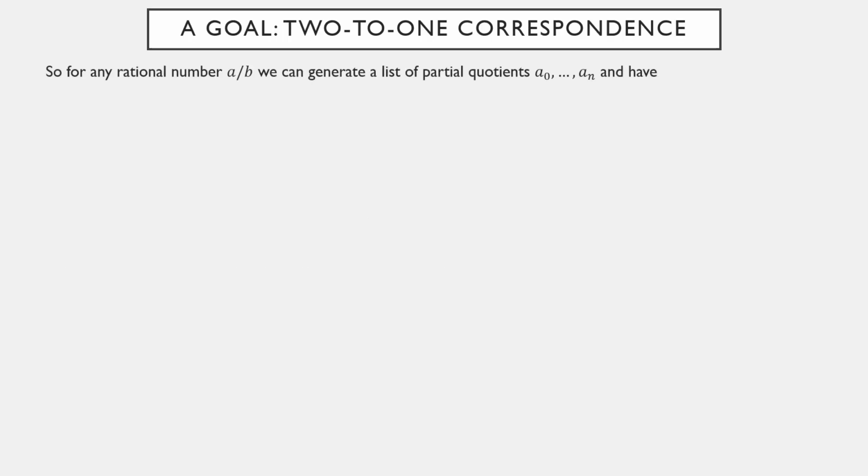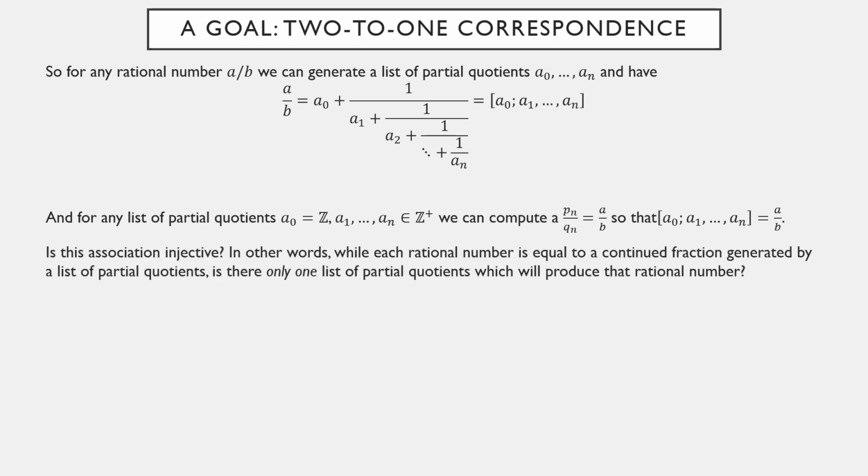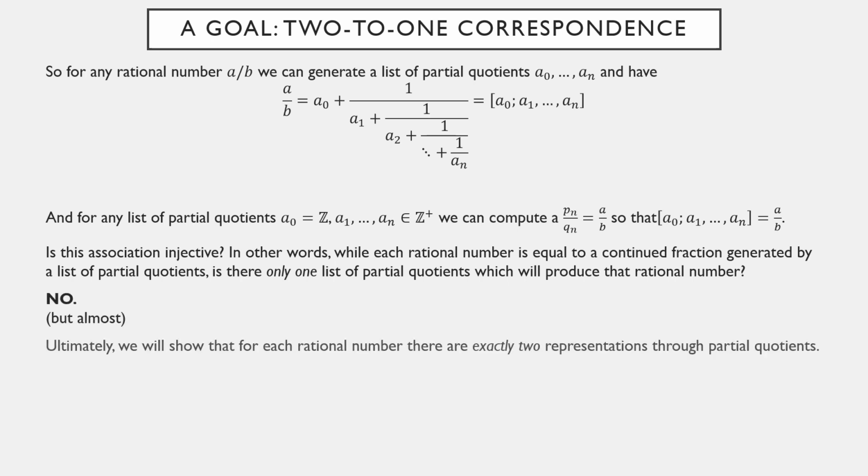Okay, so any rational number generates a list of partial quotients, and we can represent that as a continued fraction. And also, for any list of partial quotients, we can compute a rational number that equals it. Is this association injective? Can we make a unique correspondence between lists of partial quotients and rational numbers? No, but it's close. Ultimately, what we're going to show is that every rational number has exactly 2 ways to represent it as a continued fraction.